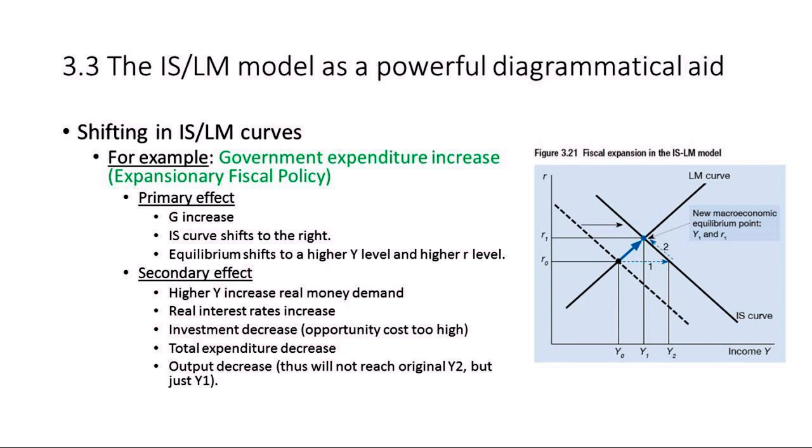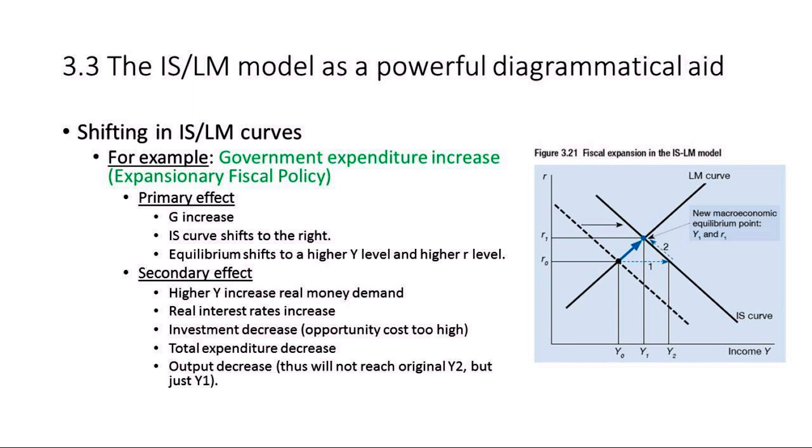There's a second round or secondary effect. Because of this increase in incomes that we now see happening due to the expansionary fiscal policy, we also have an increase in the demand for money. We know that there's a positive relationship between the demand for money and incomes. That increase in the demand for money causes an increase in interest rates, which then causes a reduction in investment, and then total expenditure decreases. And that's the movement that we see from point 1 to point 2.